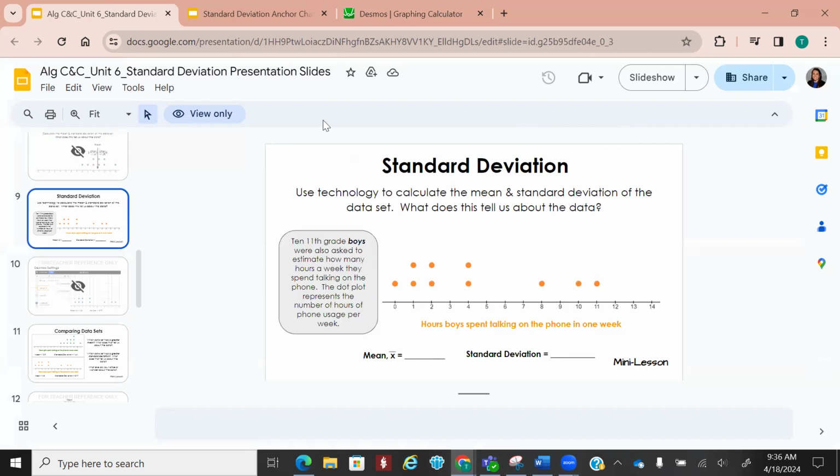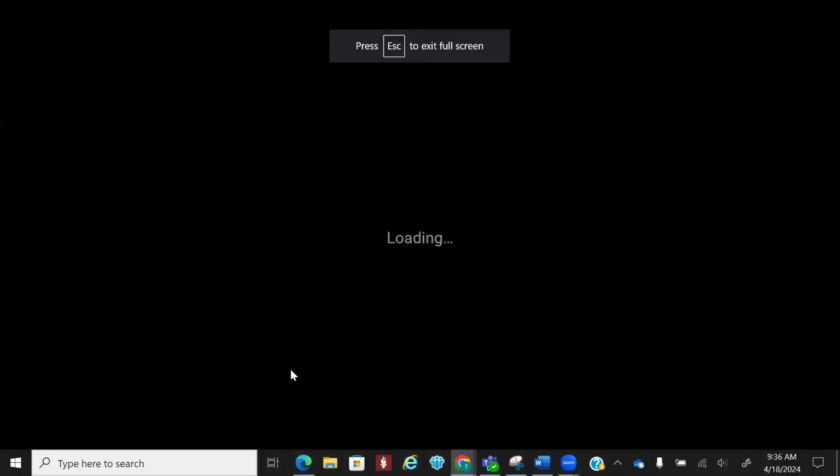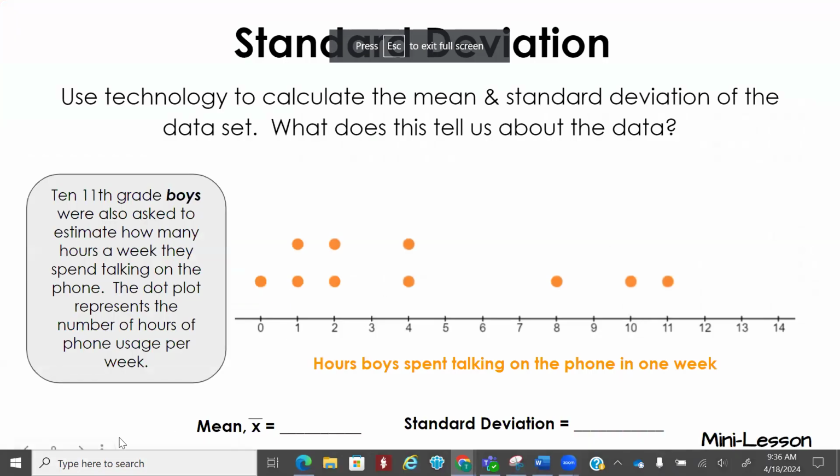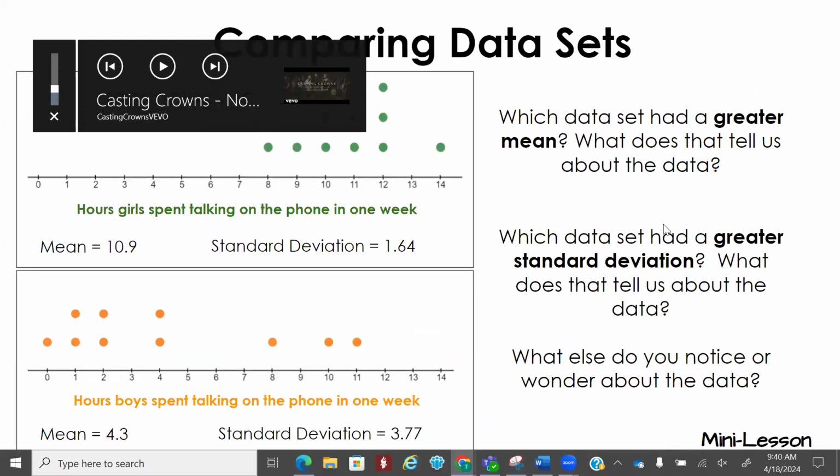So with that being said, I want you to try this next one. So looking at this one, I want you to find the mean and the standard deviation. Yes, you can use Desmos. Okay, go ahead and try that now. So you should have gotten a standard deviation of 3.77 and a mean of 4.3. Okay, so down here at the bottom, mean of 4.3 and a standard deviation of 3.7.